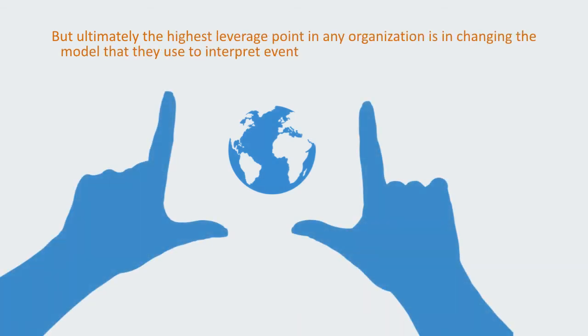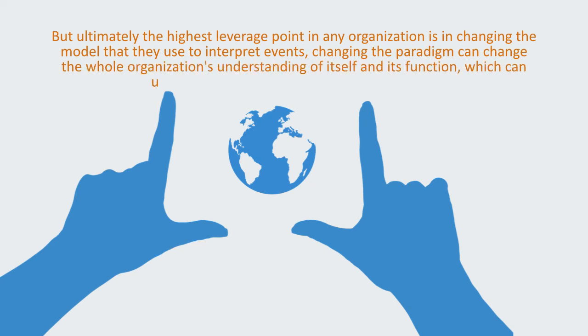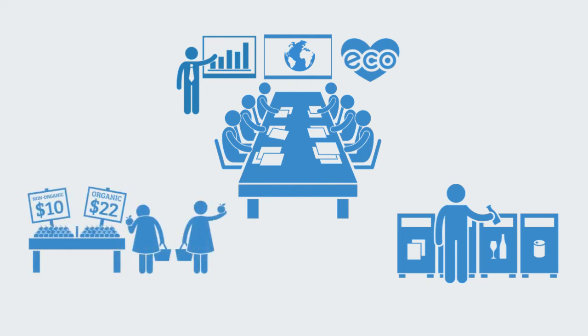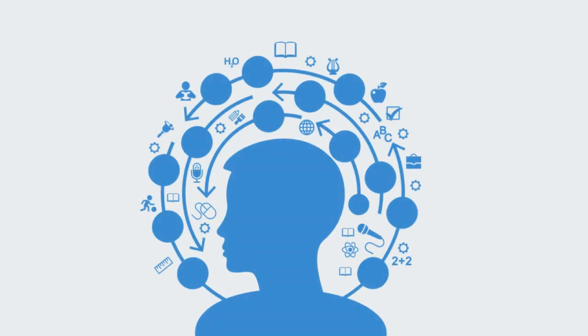But ultimately, the highest leverage point in any organization is in changing the model that they use to interpret events. Changing the paradigm can change the whole organization's understanding of itself and its function, which can ultimately result in a complete transformation. As an example, we can think about the rise of the paradigm of sustainability over the past few decades. Before this change in paradigm, talking about the environment, trying to conserve nature or affect any positive environmental impact was largely a lost cause. Environmental concerns were marginalized and generally bulldozed by economic interests. But given this paradigm shift, we now see sustainability moving to central stage as it becomes a part of what organizations are and do. Sustainability is now starting to be seen as part of the marketing, value proposition, and competitive advantage of many organizations. This change in paradigm is then generating real outcomes that work and change the overall macro structure of this complex organization.